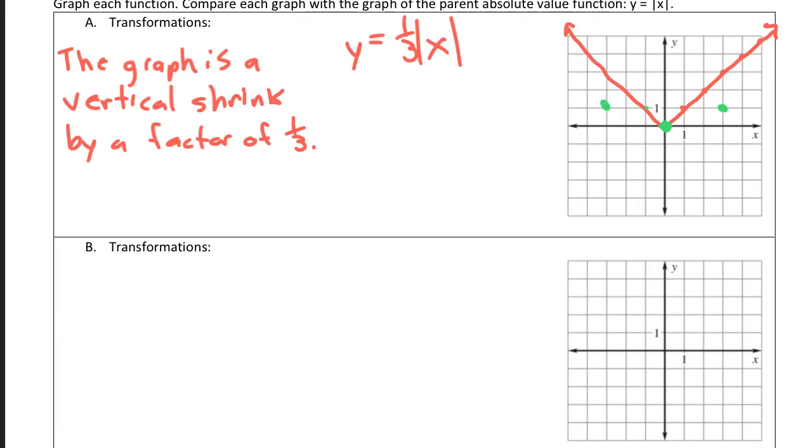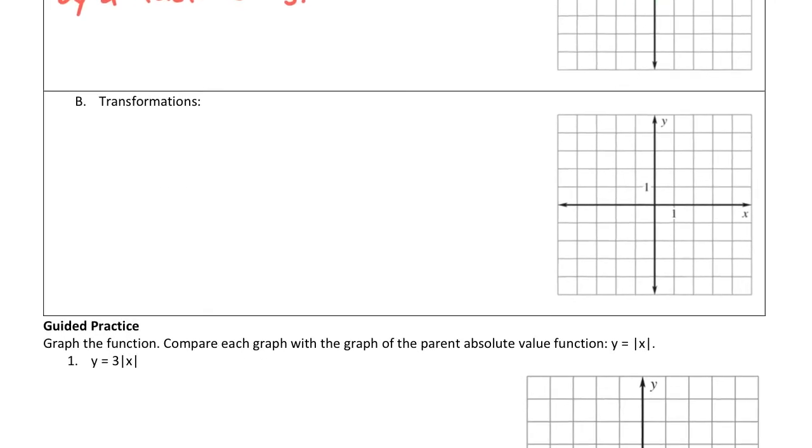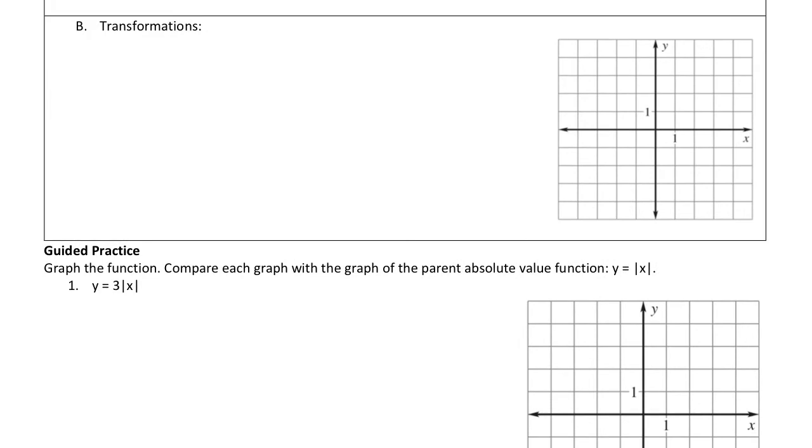And we can see this graph is wider, okay? The graph is wider than our parent function. So that's a vertical shrink, making our graph wider. The next function I'm going to give you is going to be a vertical stretch, and I'm going to show you something else. So our next function is going to be negative 2 absolute value of x. So this actually does two things. I'm just going to write just the transformation.